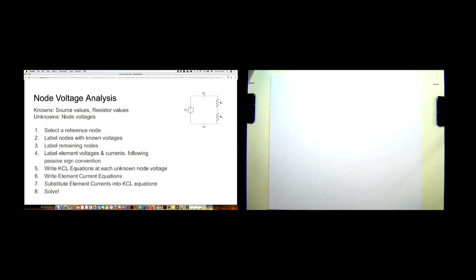So this top node, right? Then you label the remaining nodes. It's just the intermediate node. And then you label element voltages and currents following the passive sign convention. So usually you would like to pick a direction for the current and then use passive sign convention to label the voltages across the components, right? So you pick I2, you pick I3, and then it's fixed that the plus and minus of V2 are going to be in this direction, and the plus or minus of V3 of R2 is going to be in this direction, right?